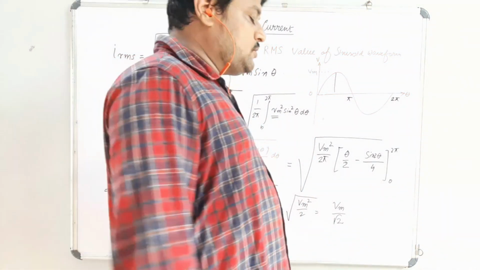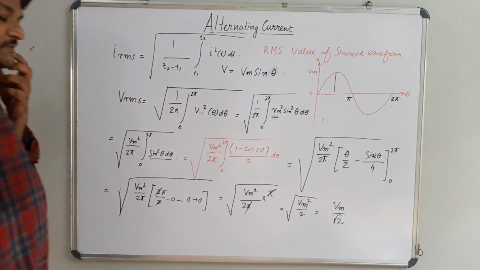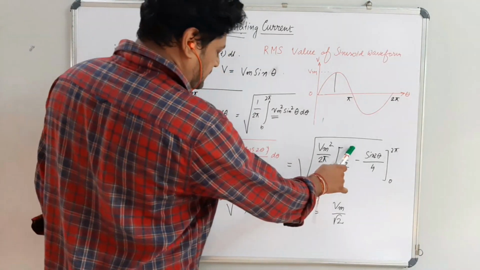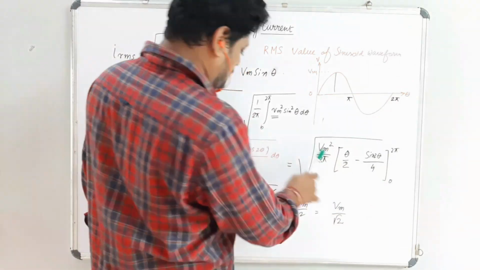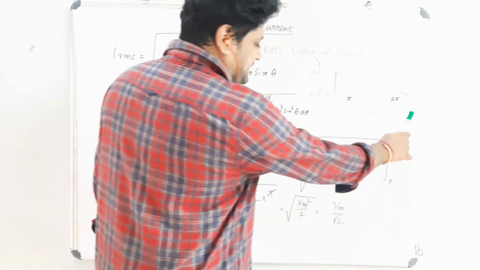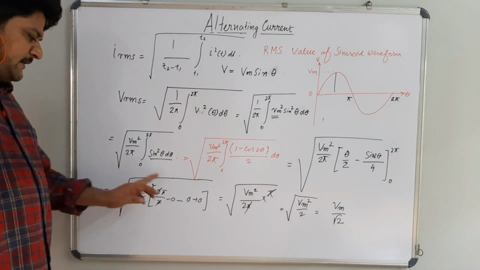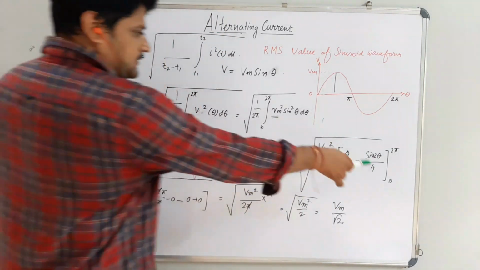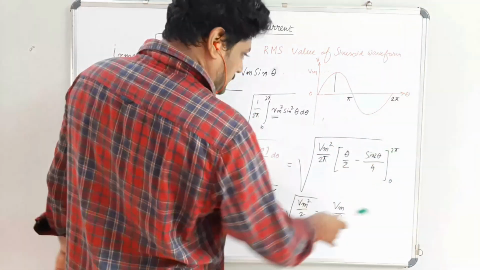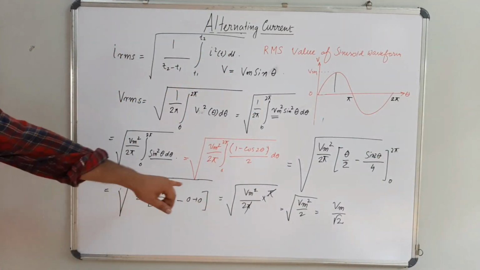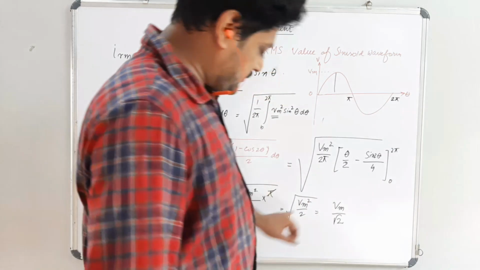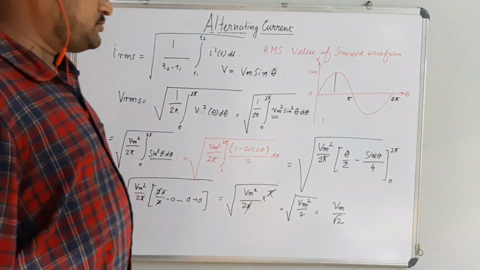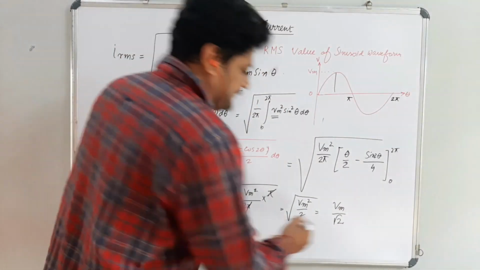Sin square theta is 1 minus cos 2 theta by 2. So d theta by 2, integration of d theta is theta, so theta by 2 minus sin 2 theta by 4, from 0 to 2 pi. Put the limit: Vm square by 2 pi, if we put 2 pi, 2 pi by 2 is pi, then put 0, 0, and sin 0 and sin 4 pi are all 0. So it gets Vm square by 2 pi into pi, pi cancels out, Vm square by 2. Taking the root, that is Vm by root 2. So this is the expression of RMS value.